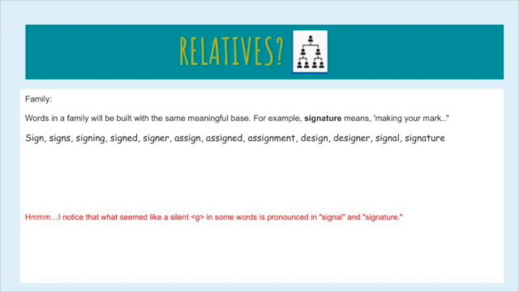We find sign, signs, signing, signed, signer, assign, assigned, assignment, design, designer, signal. Wait, what? A signal is a mark of information. It tells you something. But I hear the G in signal, and signature means you make your mark, but I hear the G too. So looking at the word family is very interesting. You hear the G in some of the words in the family and not others.